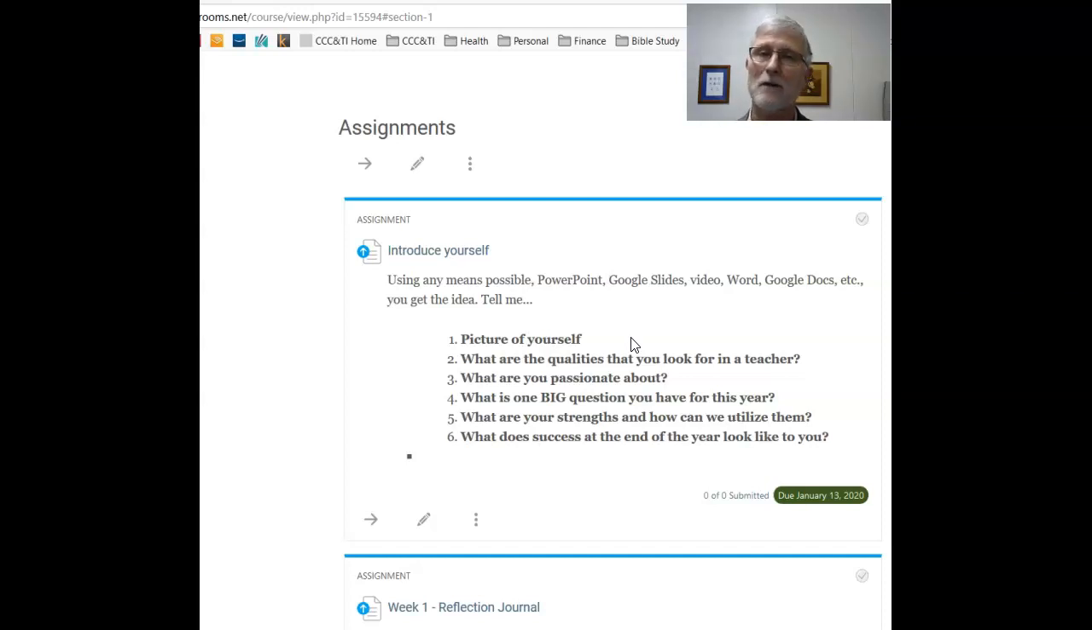And then 5 questions you need to answer. Qualities you look for in a good teacher. What are you passionate about? If there's one big question you'd have for this year, being 2020, new decade, new year, there's got to be a big question you want answered. And then, what are your strengths? And is there a way we can utilize them in this class? So let me know. And then, for you, what does success look like?